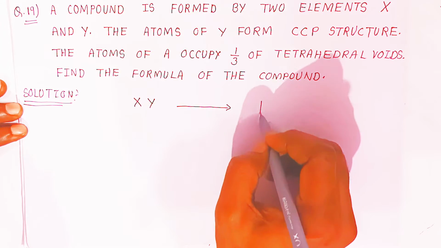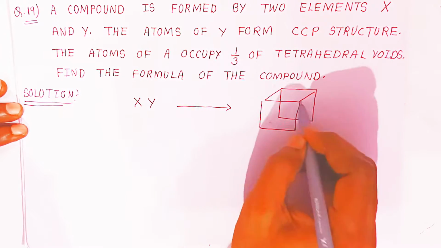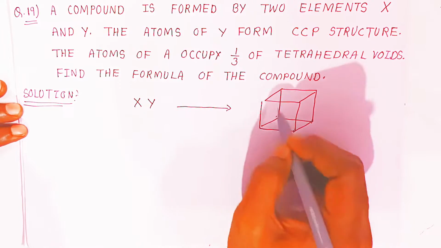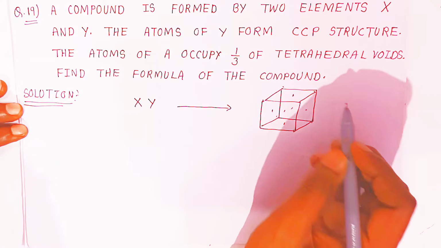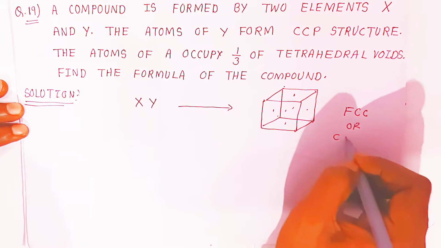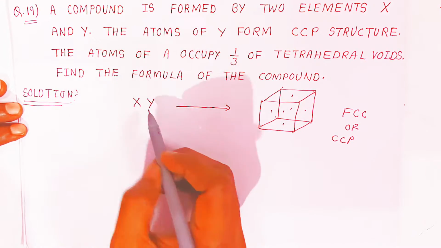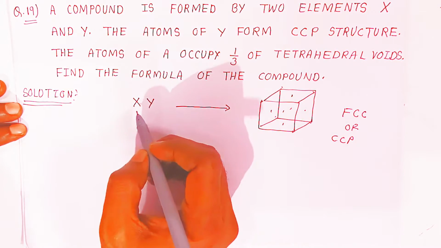FCC structure. Understanding students? So these are the corners, 8 corners are there, and on the surface also the elements are there. So this is FCC. We also call it the cubic closed packed structure. So students, this compound has a unit cell and it consists of two elements X and Y.